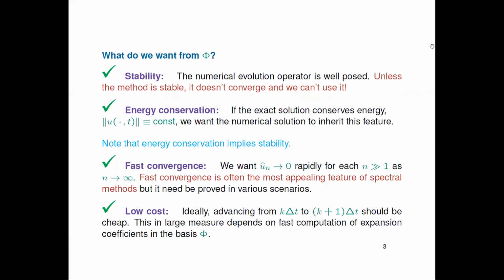We want fast convergence. We have capital N coefficients, and we want everything to converge rapidly once we increase N. So we want these u_N hats to tend to 0 rapidly once N is large. In other words, the truncation depicts very well the exact solution. And this typically is the great advantage of spectral methods. They converge really fast. And finally, we want low cost. We want to advance from k delta t to (k+1) delta t in a small number of operations, ideally using devices like the fast Fourier transform to have cheap computations. So this is what we want.